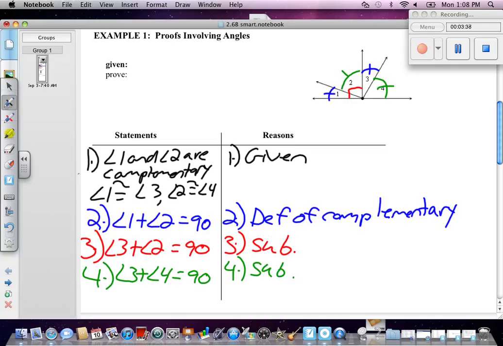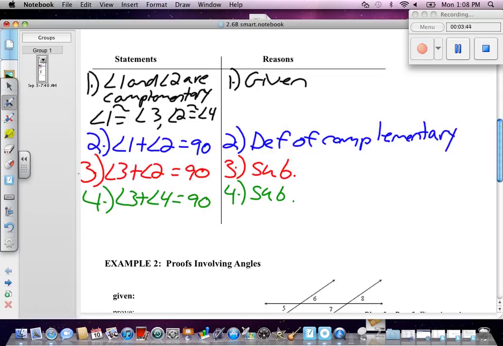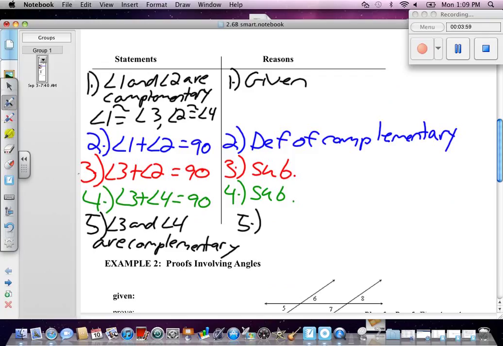And then 3 plus 4 equaling 90. That's the definition of complementary, right? So we simply go angle 3 and angle 4 are complementary. Definition of complementary.